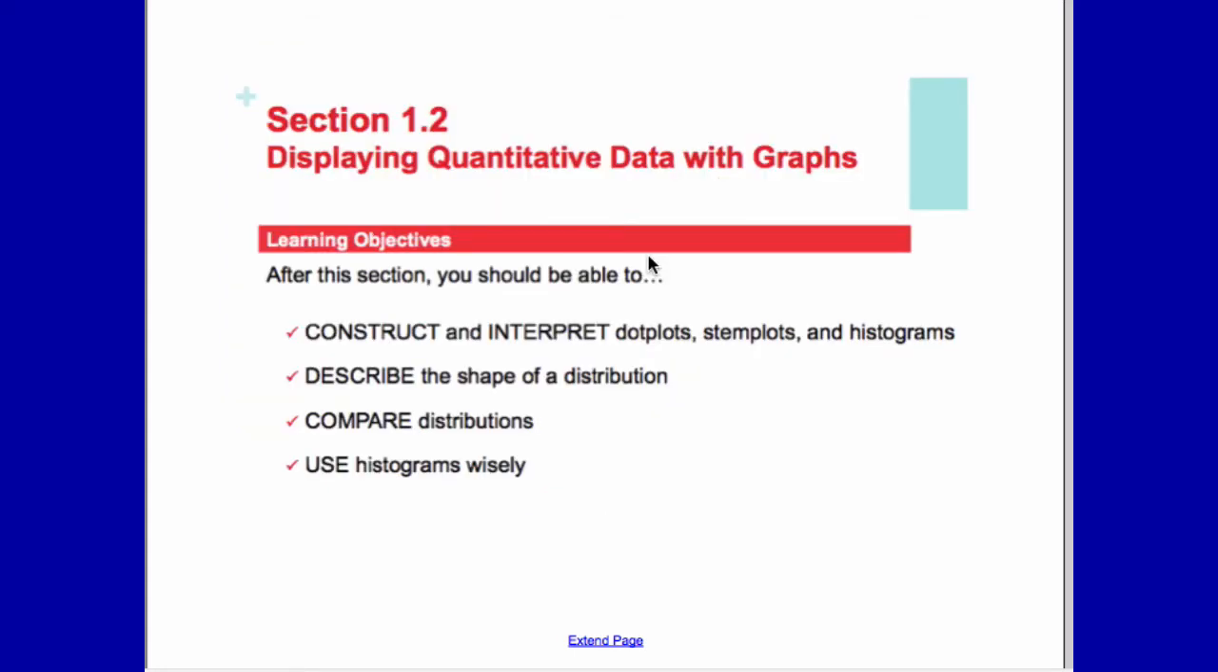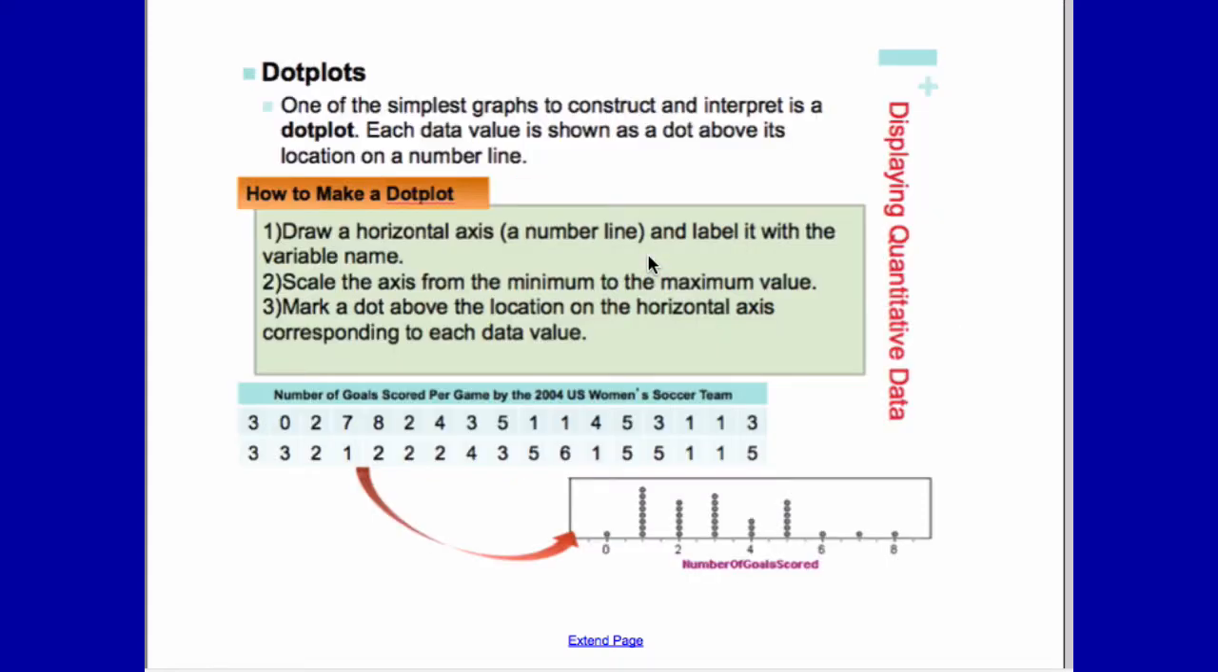Here are the objectives. Construct and interpret dot plots, stem plots, and histograms. Describe the shape of a distribution. Compare distributions and use histograms wisely. We're going to start by learning how to do dot plots.